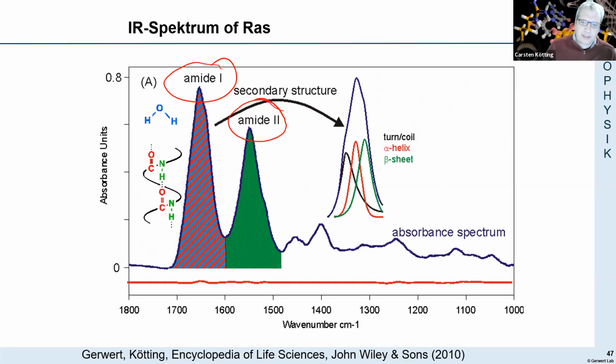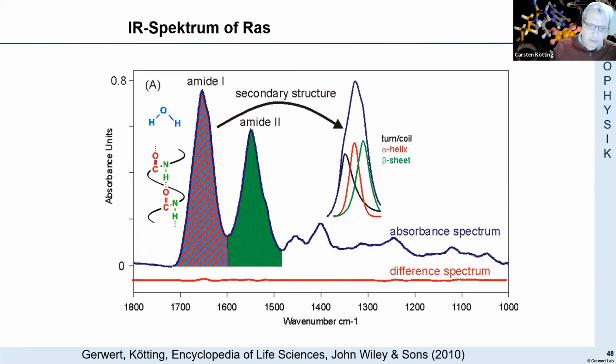You can use that, for example, for secondary structure analysis, but you cannot really use it for finding a reaction mechanism. If you want to do that, you really have to do difference spectroscopy. And in red, you see a difference spectrum of RAS GTP minus RAS GDP. Yeah, as you see, this difference is much smaller than the overall absorption.